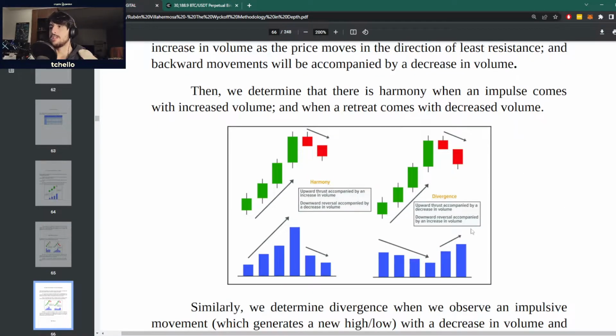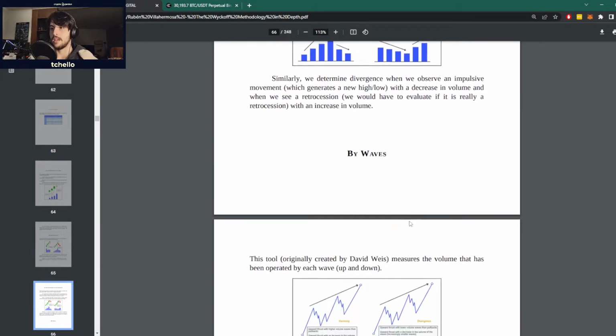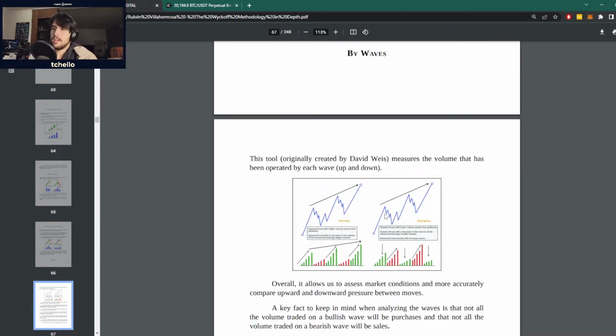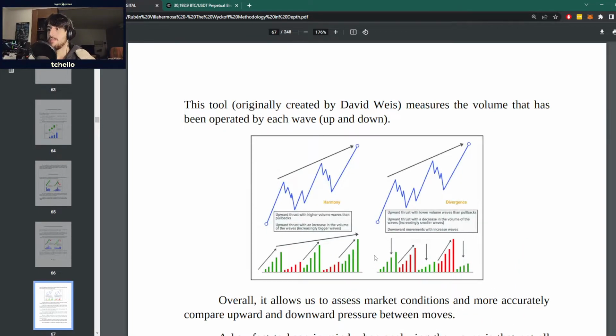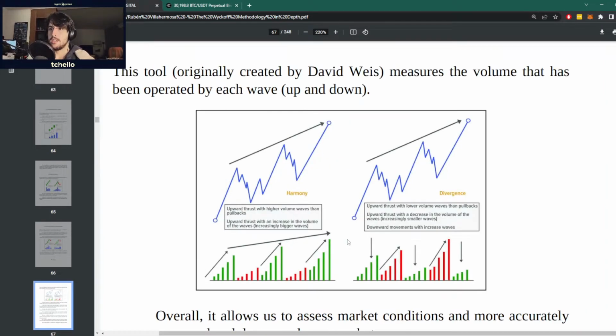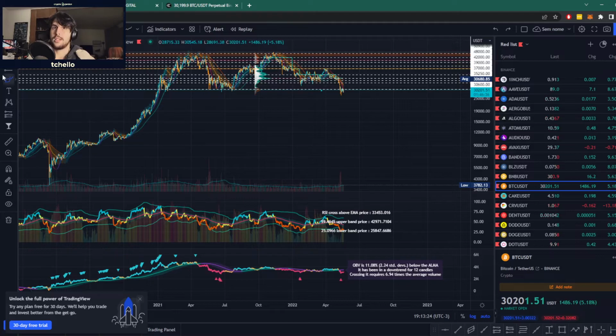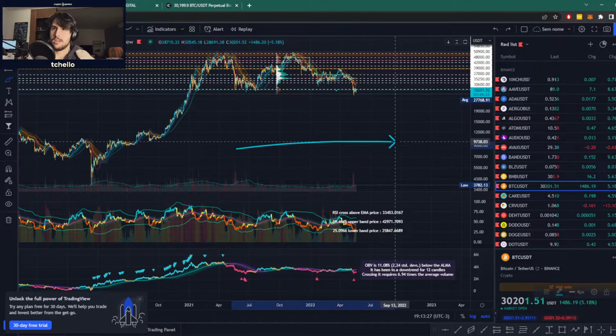And we see a divergence when price starts trending down and volume starts increasing. Okay. In waves, this is looking a little bit into Elliott waves, which again I don't use that much because it involves a lot of projecting and just trying to fit past patterns into the future. But anyways, I think it is interesting to see this. Okay. So on waves, usually an upward thrust has higher volume than a pullback.